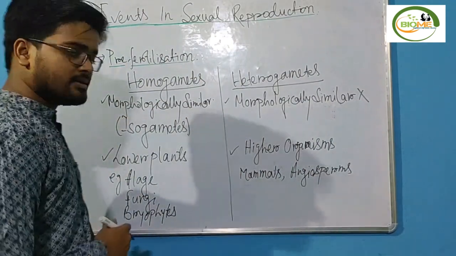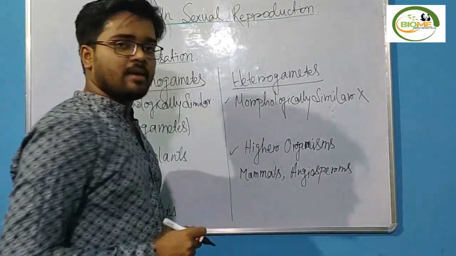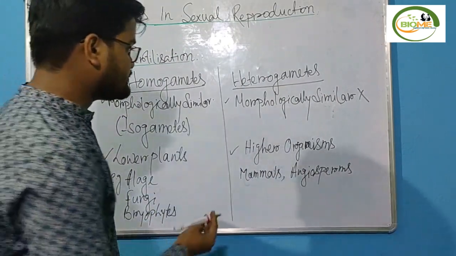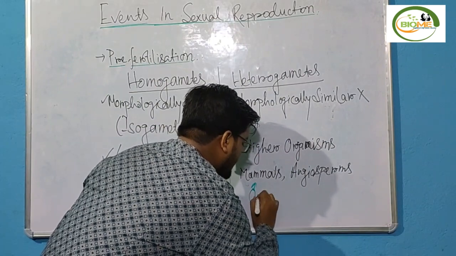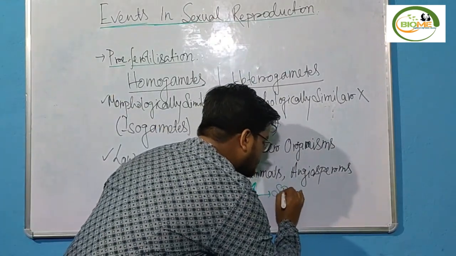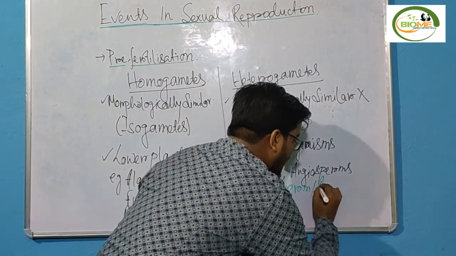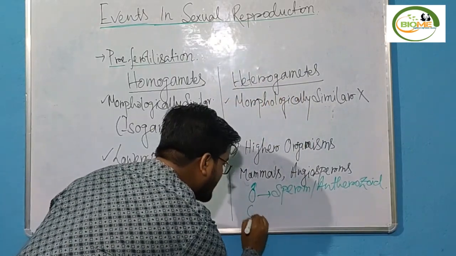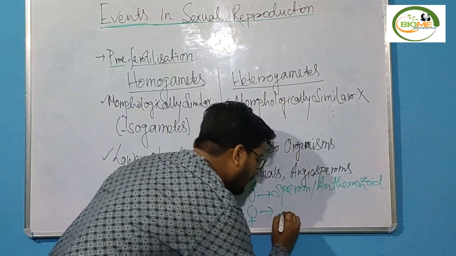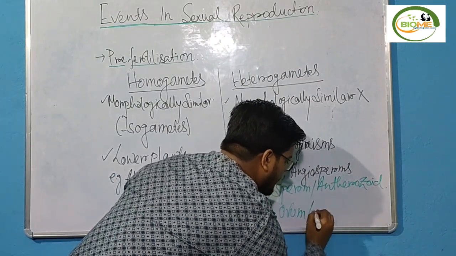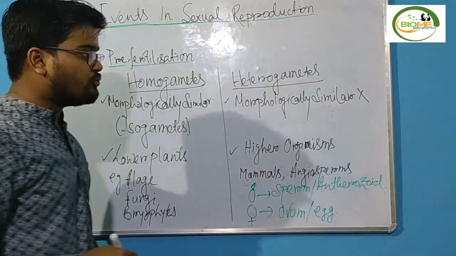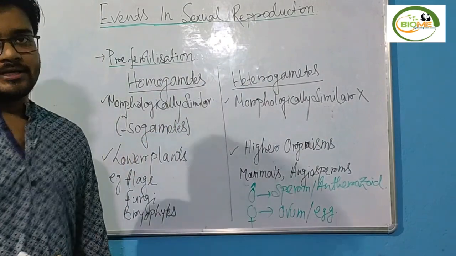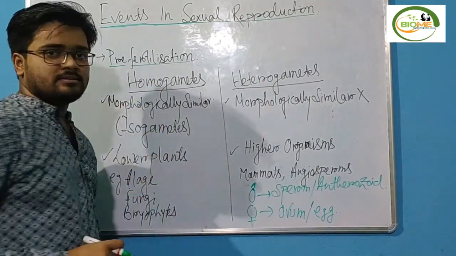Here the male gametes are generally called sperm or antherozoid, and the female gametes are generally called ovum or egg. This is the basic difference between homogametes and heterogametes. So this is the main process of gametogenesis.